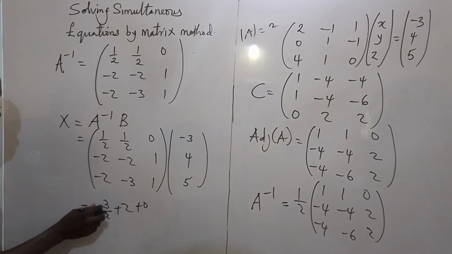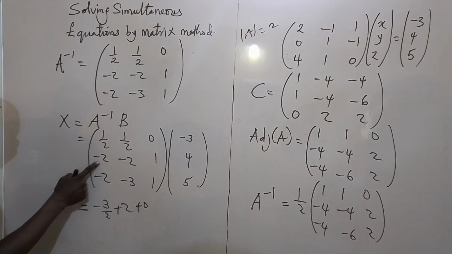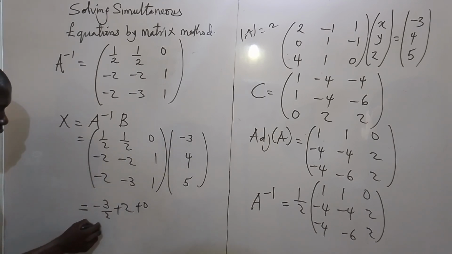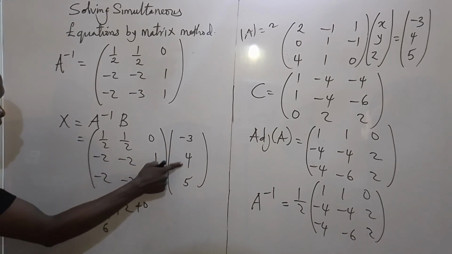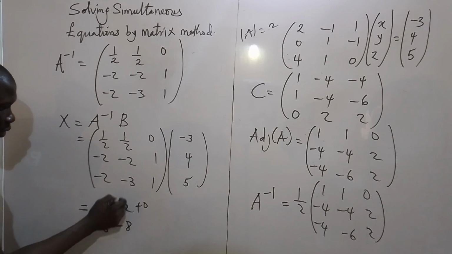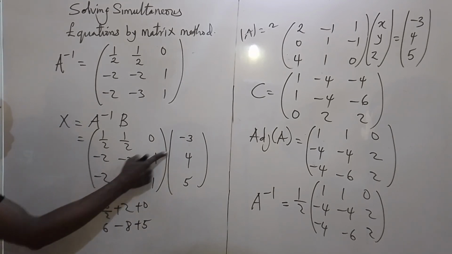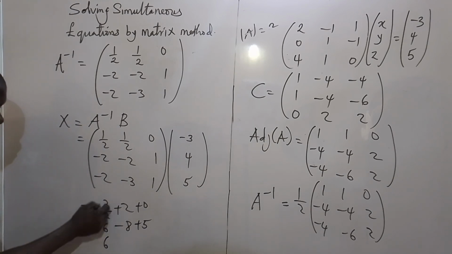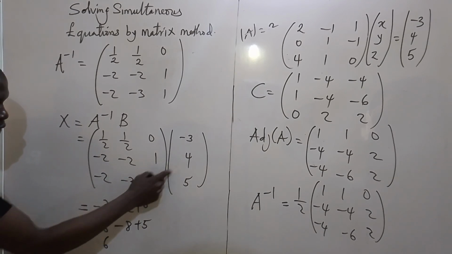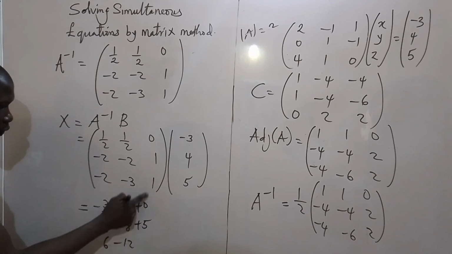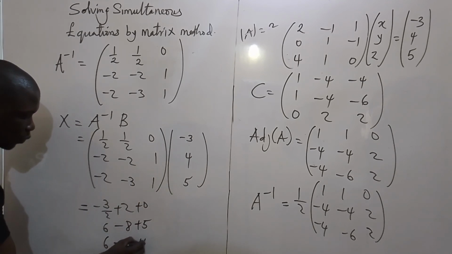Okay, so then minus 1, minus 2 times minus 3 is 6. Minus 2 times 4 is minus 8. 1 times 5 is plus 5. Minus 2 times minus 3 again is 6. Minus 3 times 4 is minus 12. 1 times 5 is plus 5.